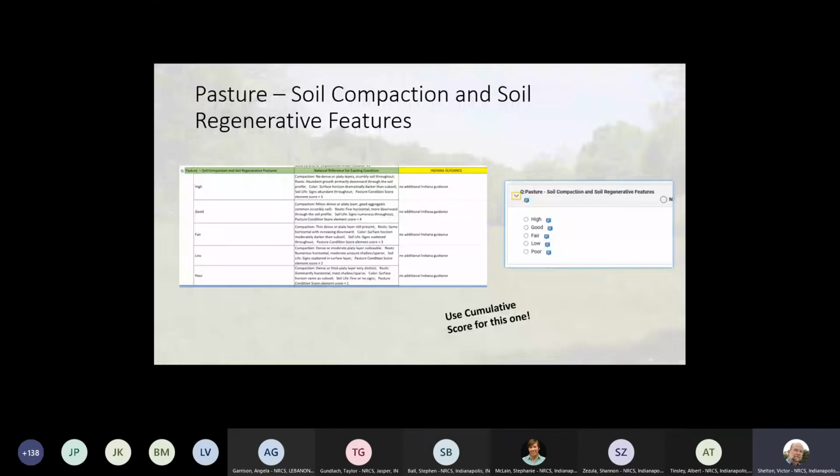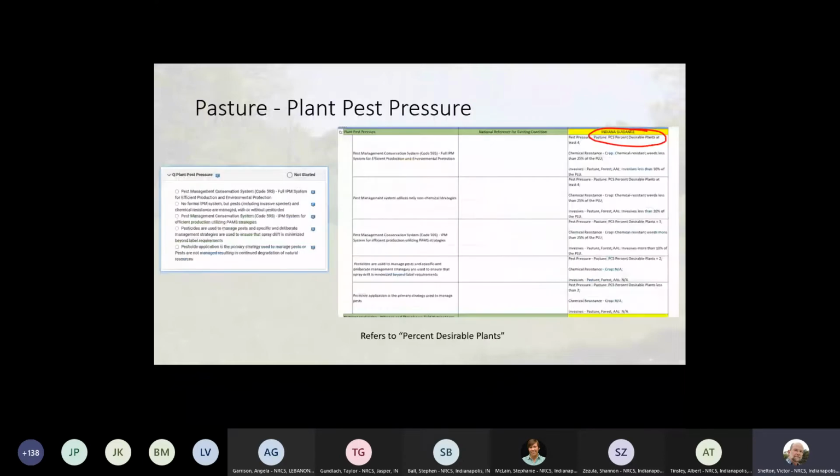For plant pest pressure, you need to refer to the percent desirable plant indicator to answer this question. And so you're going to rank it basically the same as it's noted on the score sheet again. An interview with the producer would also be good, and could be used to kind of guide you in answering this question also.